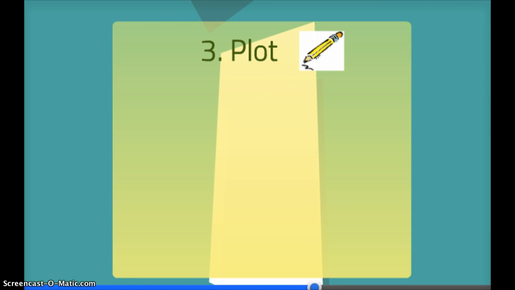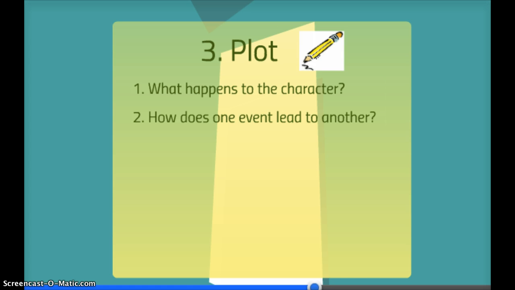All right, number 3 is plot. We want to consider the plot, all the events that happen throughout the story. What things do happen to the character? How does one event lead to another? What kinds of events seem to be repeated over and over again?